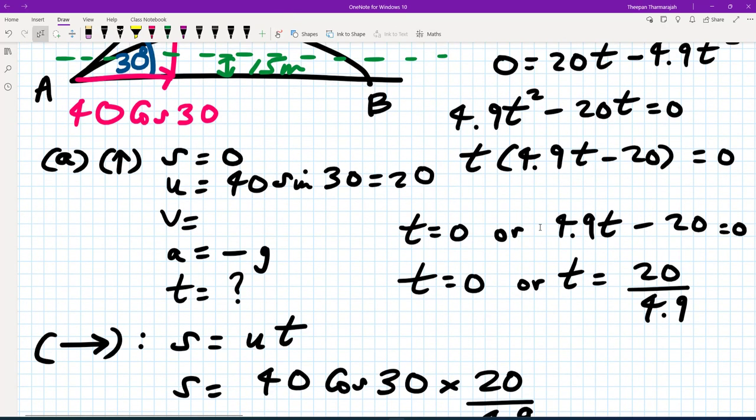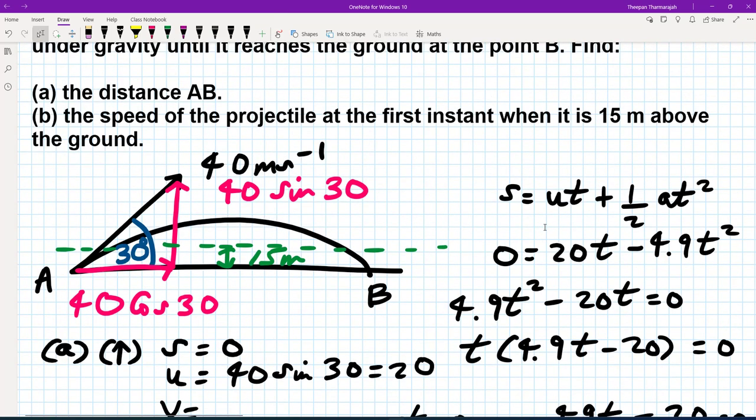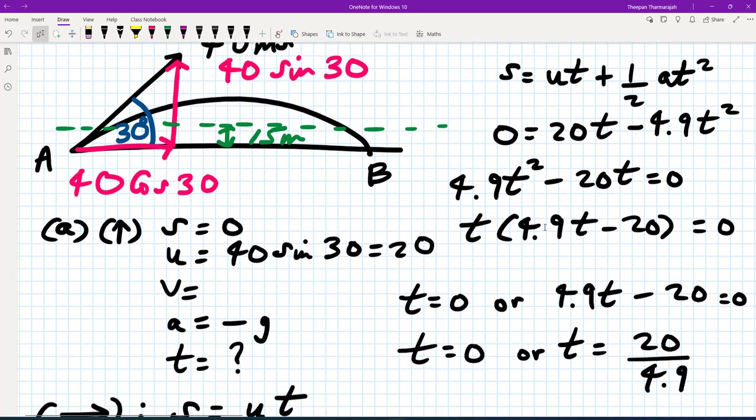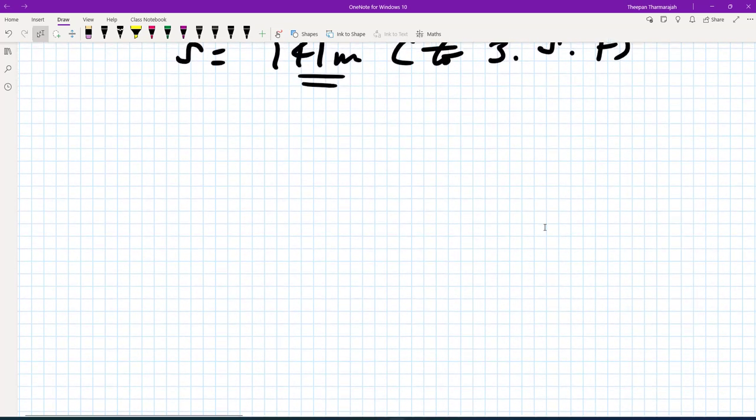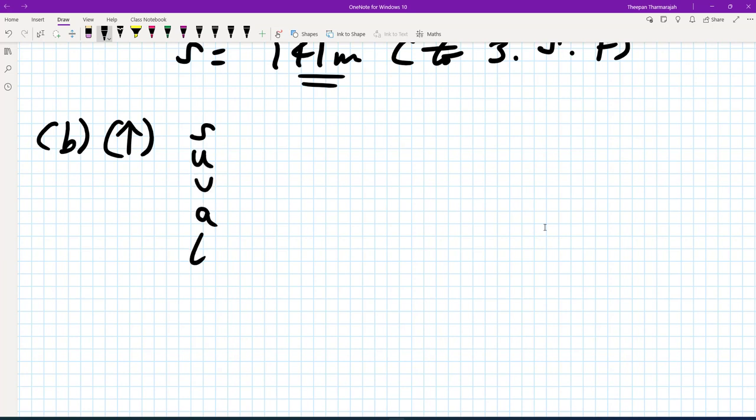Now for part B, it says to find the speed of the projectile at the first instant when it is 15 meters above the ground. So again, we're going to do another SUVAT here, taking upwards as positive. a is minus g. Displacement is 15. We said u was 20. And we need to find the speed of that. So let's do that.